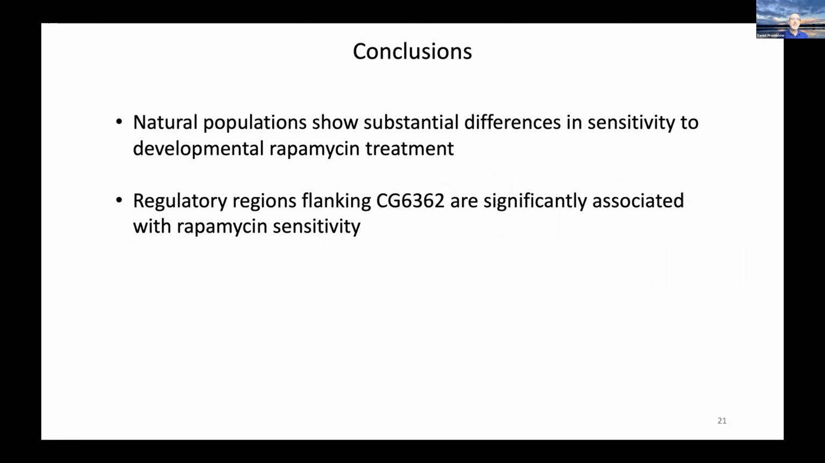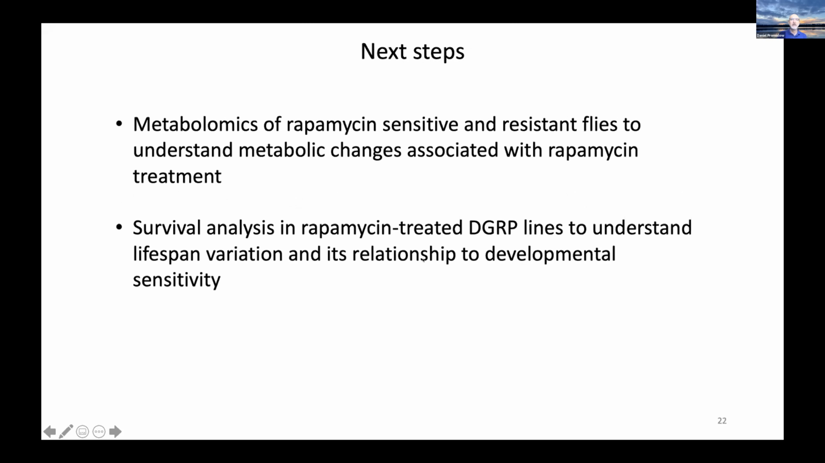So just to wrap up, natural populations show substantial differences in sensitivity. This is the greatest amount of variation for RAPA that I'm aware of, and it's one of the cleanest mappings of traits in the DGRP that I know of. That is due entirely to Mitchell's beautiful work. I wish he were here to be able to present it to you. There's this interesting result with regulatory regions flanking this particular gene that might be associated with sensitivity.